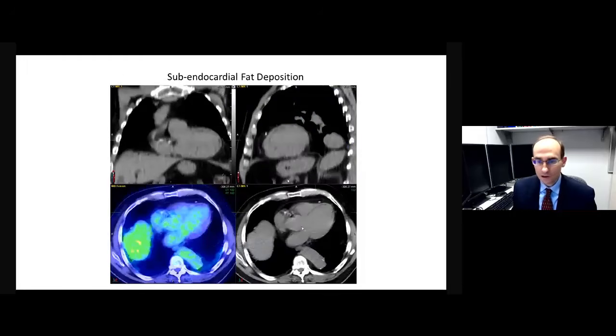And then finally, this is just a nice case of subendocardial fat deposition. As you can see here on the CT, particularly on the coronal plane, you can see what looks like fat density. And the best way is to compare it to intra-abdominal fat. You see it has the same density, but it's sitting along the endocardium. This would be consistent with an endocardial or a subendocardial infarct.